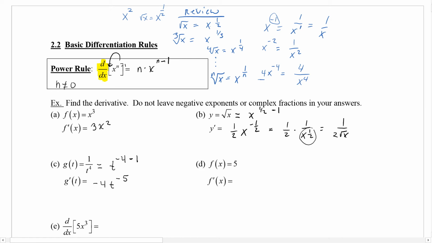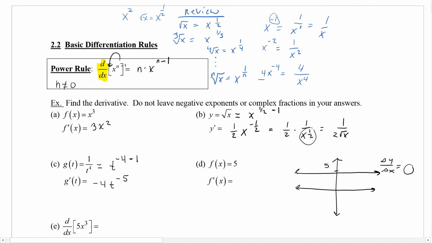Example letter D. We have 5. What's the derivative of a number without an x? Well, let's graph it, and just to make sure we understand this, if I draw the line y equals 5, it's just a horizontal line crossing at 5. What is the rise and what is the run? What is the slope of a horizontal line?